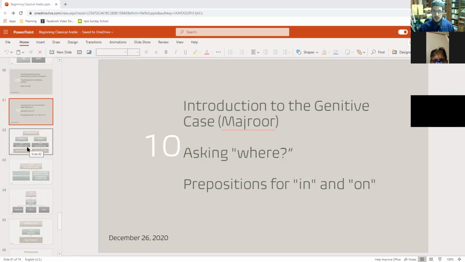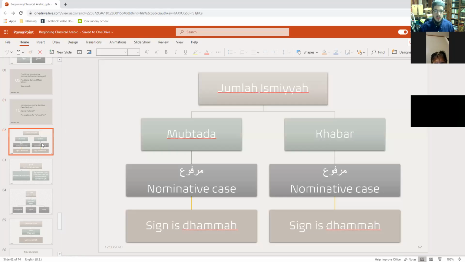It often fits inside a jumla ismiya. So we were learning about jumla ismiya, these sentences that begin with an ism, and its two main parts, which were mubtada and khabar, loosely translated as subject and predicate. And we had a couple examples of different types of mubtada.